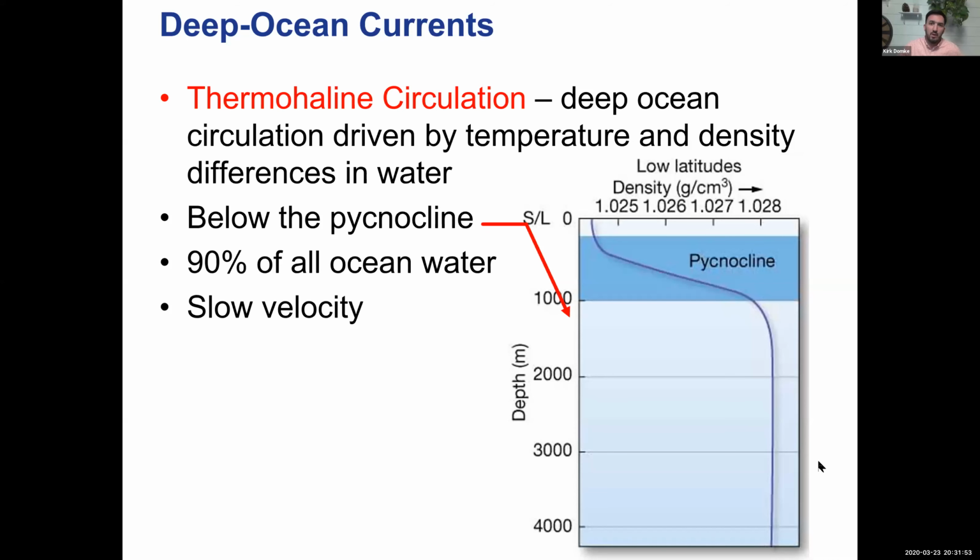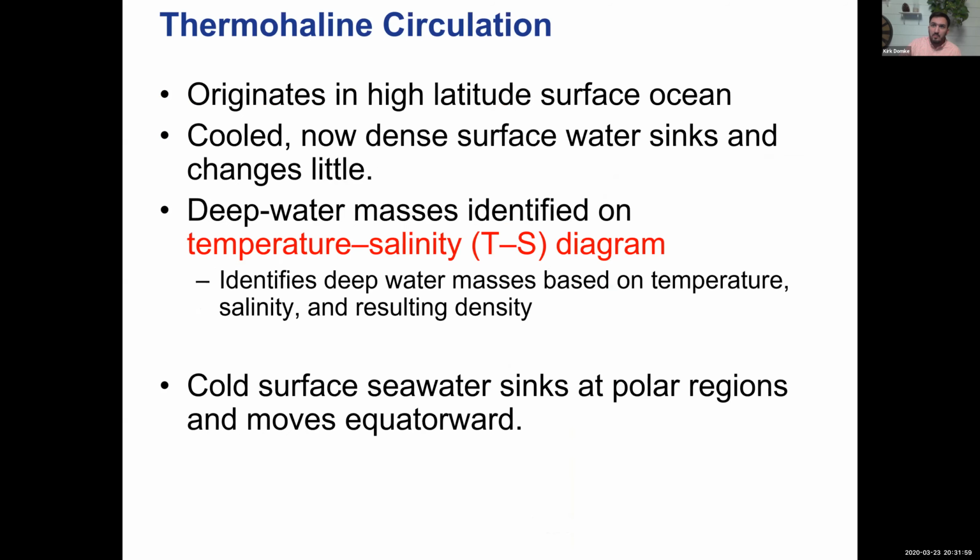The waters in the deep ocean, everything below the surface waters, below the pycnocline, will flow according to these density properties. But what we can do is separate those deep waters into individual water masses according to this thing called a TS diagram, which stands cleverly for temperature and salinity. We're going to plot the temperature range and the salinity range of these deep ocean water masses, and we can compare them to one another.